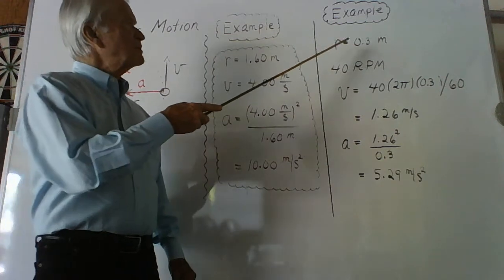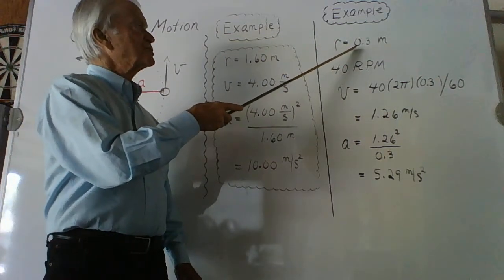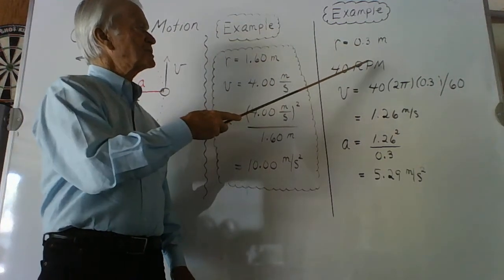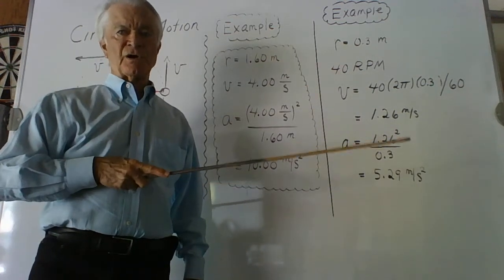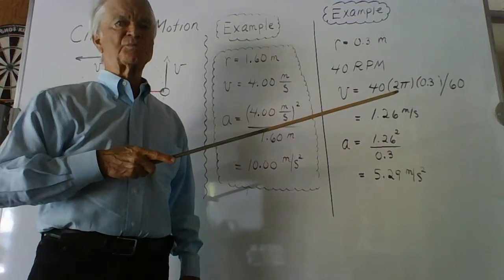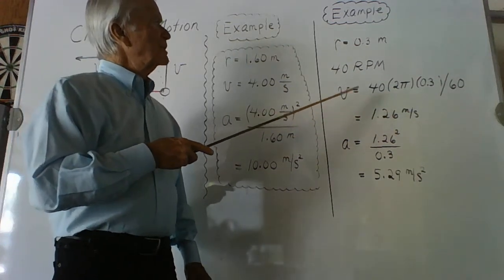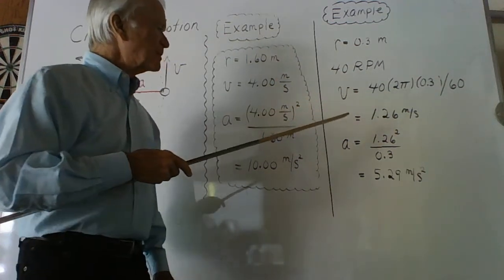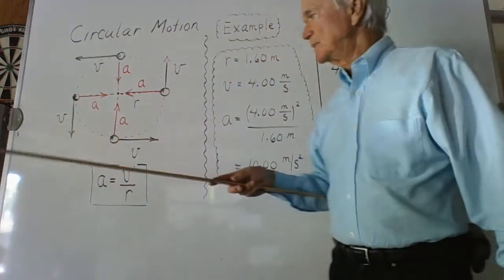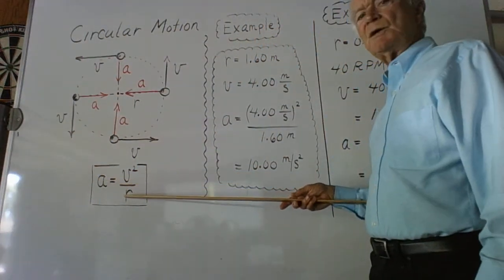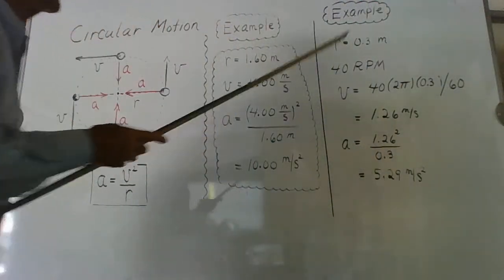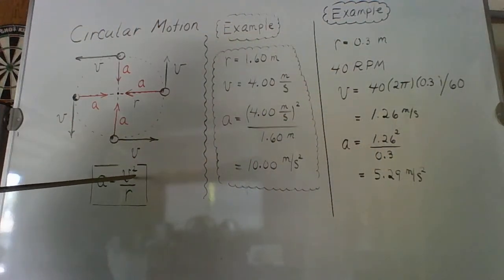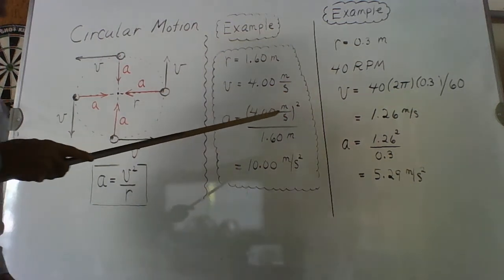Now let's look at the final example. We have an object moving in a circular path of radius 3/10 of a meter, and it's executing 40 revolutions per minute, 40 RPM. In order to calculate the centripetal acceleration using this equation, we need the r, and we have it already, it's on the board. And we need the speed v. So let's calculate the speed first.